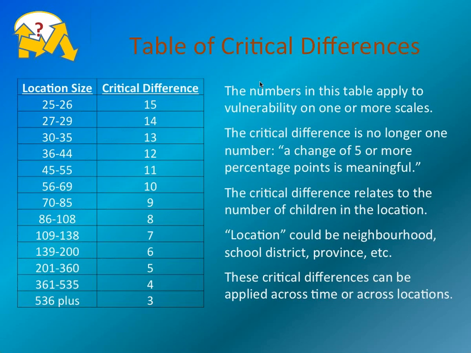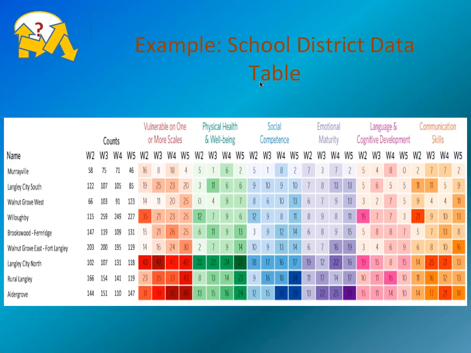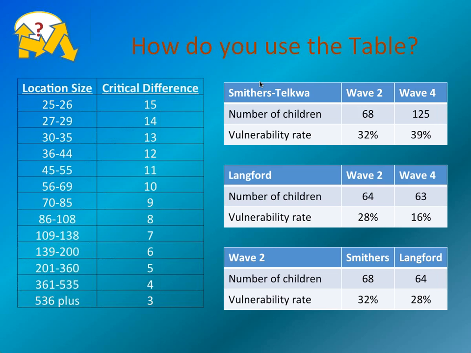This is just the table for vulnerability on one or more scales. And where do we get the numbers on those things? Well, if you go to the community reports, you can get the vulnerability rates for all of the scales, for all of the waves, just by going online to the HELP website. The good thing is that you don't have to do this yourself anymore, because there's actually going to be a calculator that does this for you. This is just an example from the Langley School District, but you can see it for your own area of the province for all the waves in all the neighborhoods.